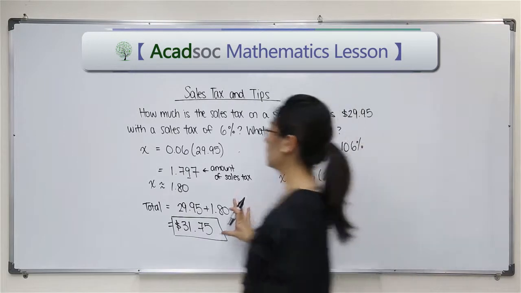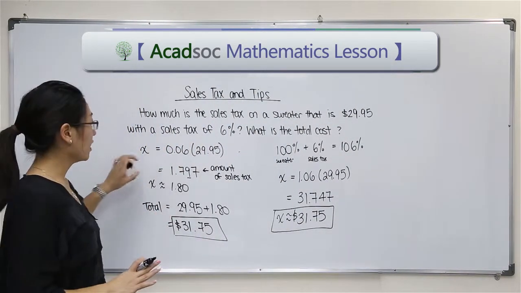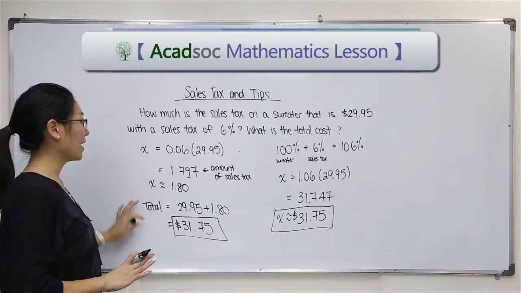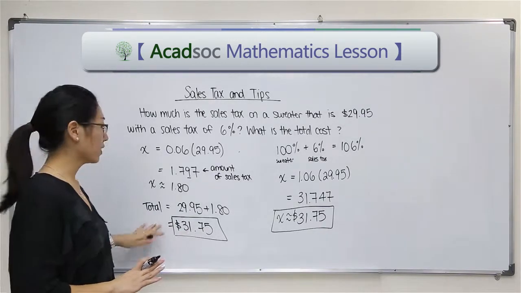But for the first method that we used, we find out the amount of sales tax and then add that onto the original price of the sweater to find my total cost.